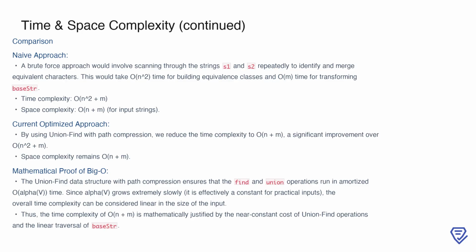The mathematical justification lies in the union find's amortized cost of O(α(V)) for find and union operations. Since α(V) grows extremely slowly and is effectively constant for practical inputs, the overall time complexity is dominated by the linear traversal of the input strings, confirming that it is indeed O(n plus m).